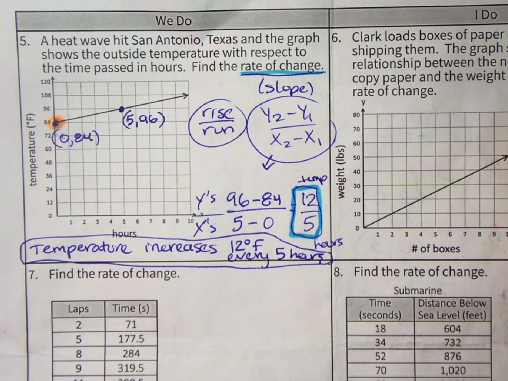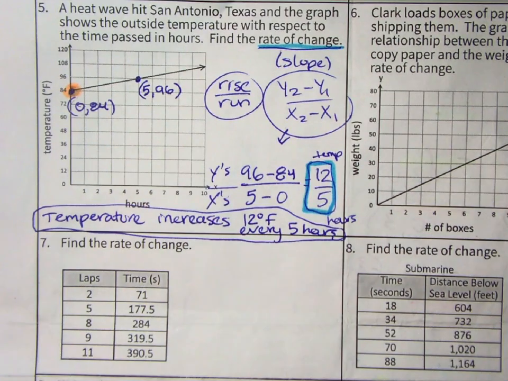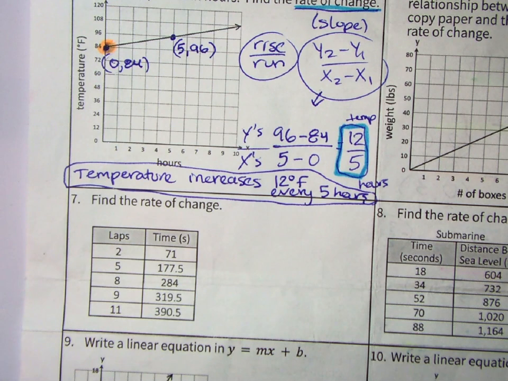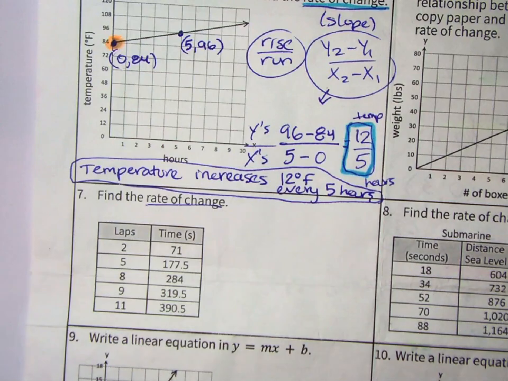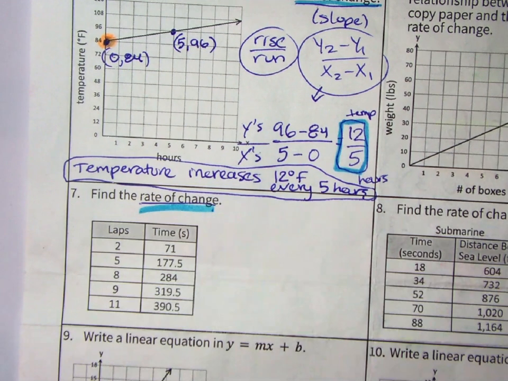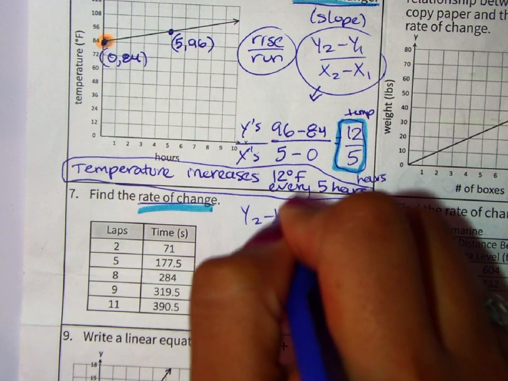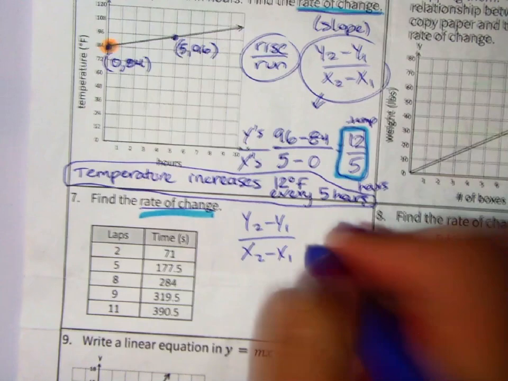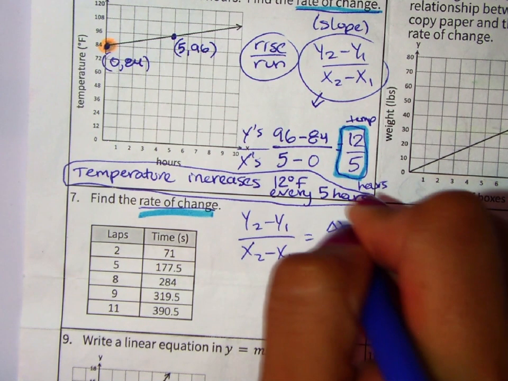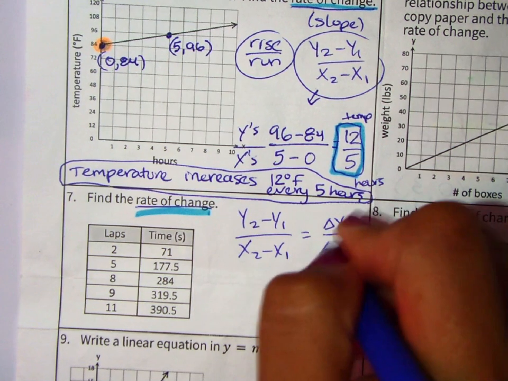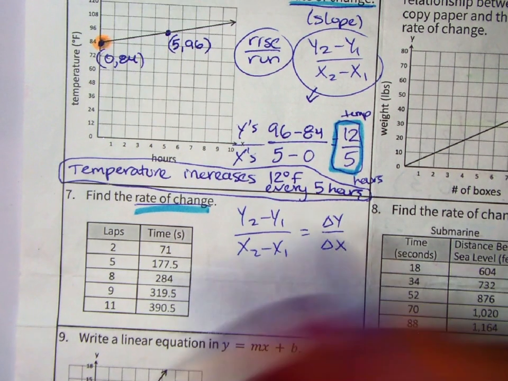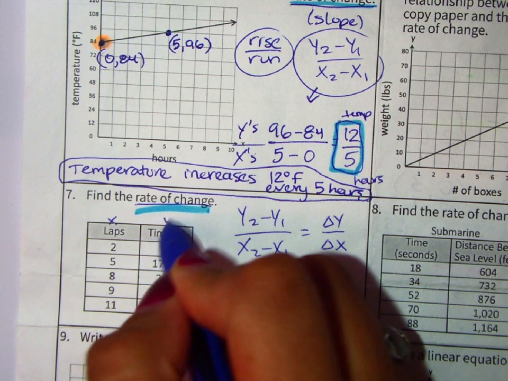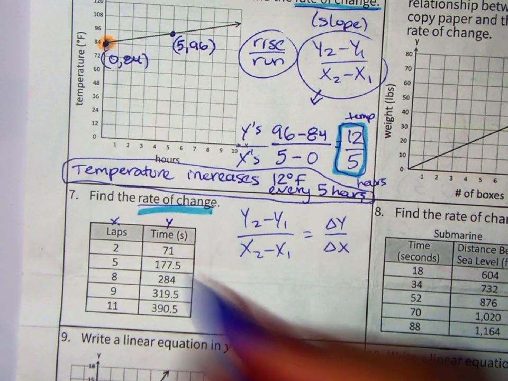So that would be the description in a real world scenario of the slope, the rate of change. All right, next we have rate of change, but now given a table. Same thing, we just need 2 points to do the y2 minus y1 over x2 minus x1. In tables, we also emphasize that you could just find the difference of y values over the difference of x values. So x will be your laps, y is your time. You just select 2 points.